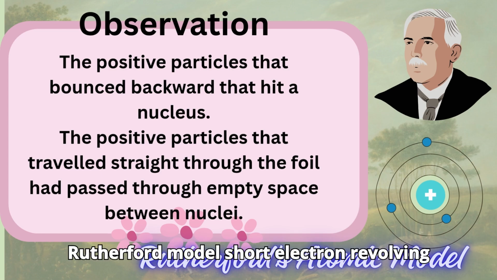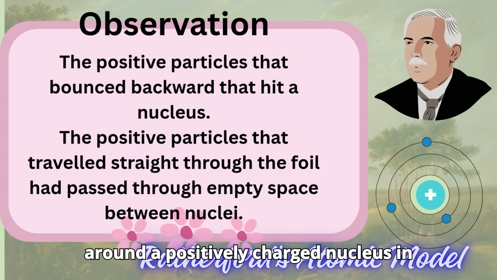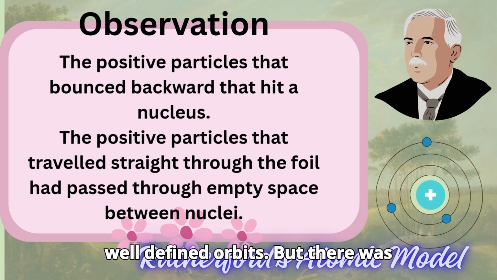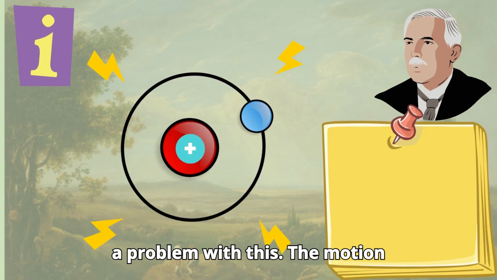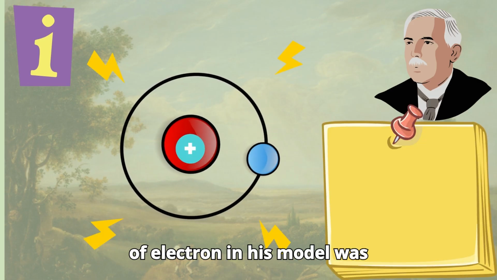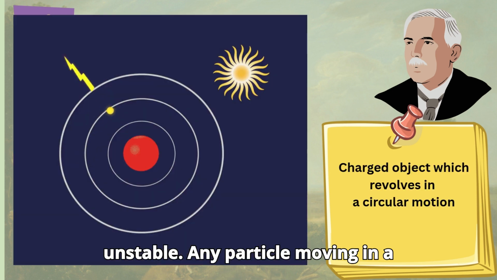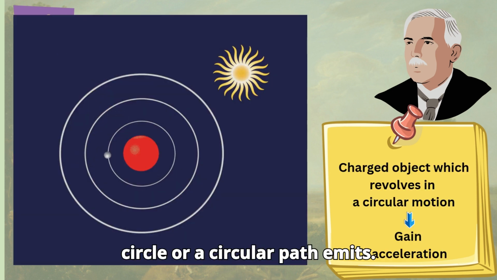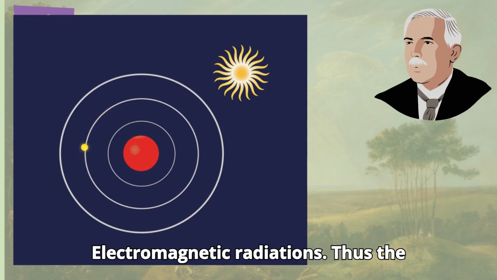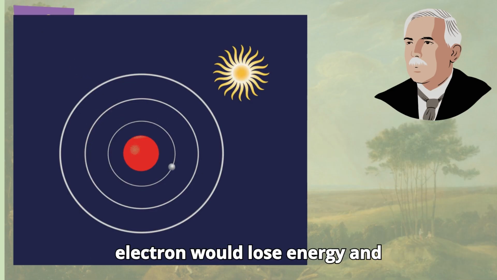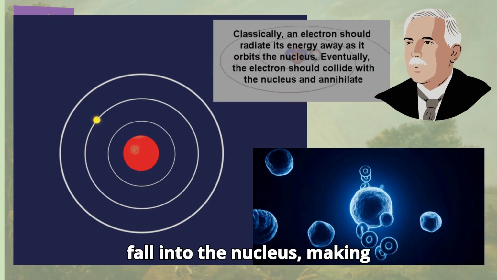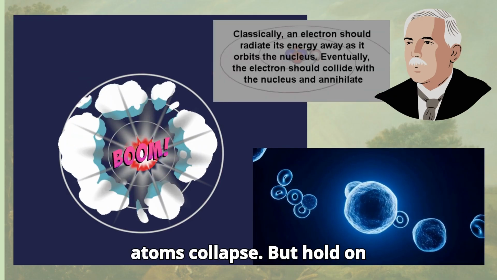Rutherford's model showed electrons revolving around a positively charged nucleus in well-defined orbits. But there was a problem with this. The motion of the electron in his model was unstable. Any particle moving in a circular path emits electromagnetic radiation. Thus, the electron would lose energy and fall into the nucleus, making atoms collapse.